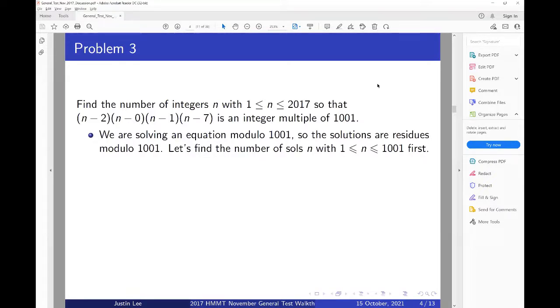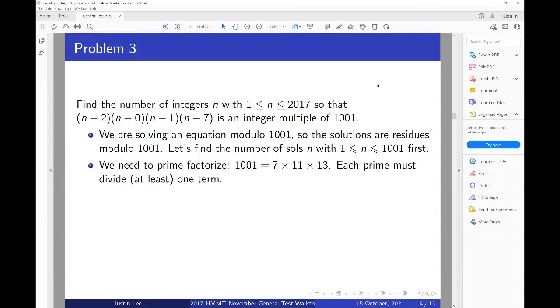So let's find the number of solutions between 1 and 1001 first, and then that will equal the number of solutions between 1002 and 2002. And what's remaining would just be solutions between 2003 and 2017. We only have 15 values between 2003 and 2017, and any solution there corresponds to a solution between 1 and 15. So that's quite a doable task. So first things first, let's find the number of solutions between 1 and 1001.